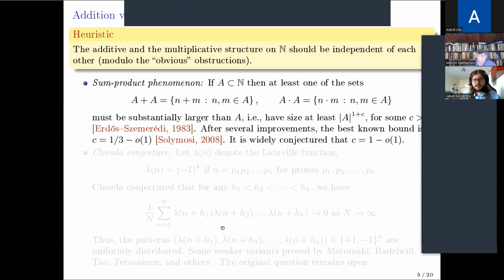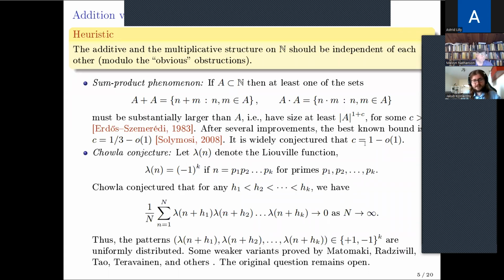For instance, we have the sum-product phenomenon, where you can think about finite sets of integers. You can construct their sum sets and product sets, which are just what it says on the tin. And each of those two sets separately can be about as large as A squared. But if one of them is small, then the other one has to be large. So it has to be at least as large as A to the 1 plus a constant. The best known constant is a third, and it is widely conjectured that one can take anything less than 1.